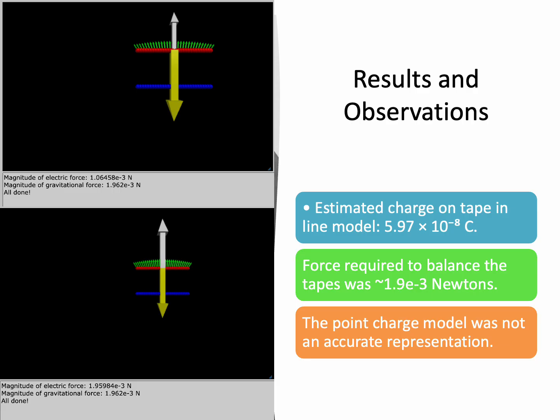As for the results and the observations, the top image shows the charge of 4.4 from the last lab and how the forces contributed by both gravity and the electric field are insufficient to keep the tapes afloat on each other in this model. On the bottom is the actual amount of force that is needed to keep both of the charges on top of each other floating with no acceleration. The charge for that was about 5.97 times 10 to the negative eighth, and like I said earlier, the required force equated to about 1.9 times 10 to the negative third. This shows that the point charge model was not an accurate representation and that the line charge model more accurately represents it.